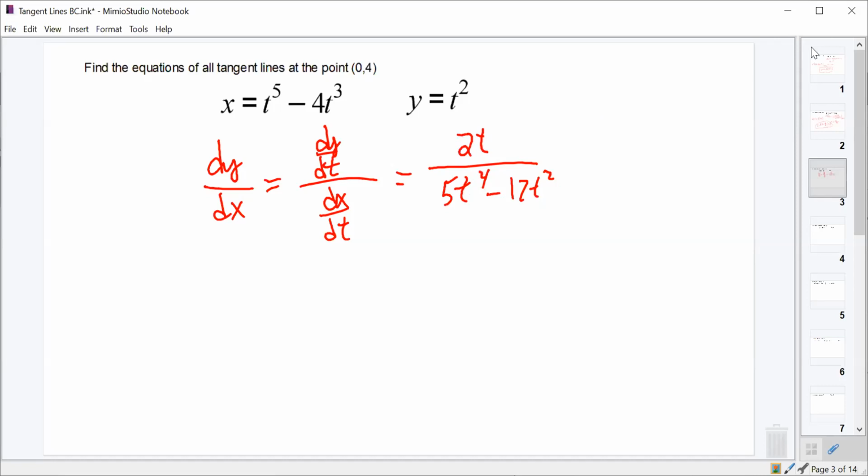Okay. And then what are we going to do with this? Any thoughts? We could take out the t first off, right? We could call this just 2 over 5t cubed minus 12t to start. But how are we going to figure out our slope, and how are we going to figure out what t value to plug in here for our slope? Any ideas?